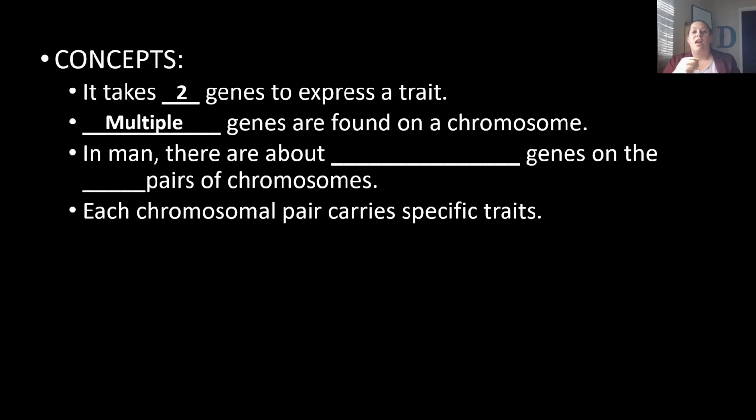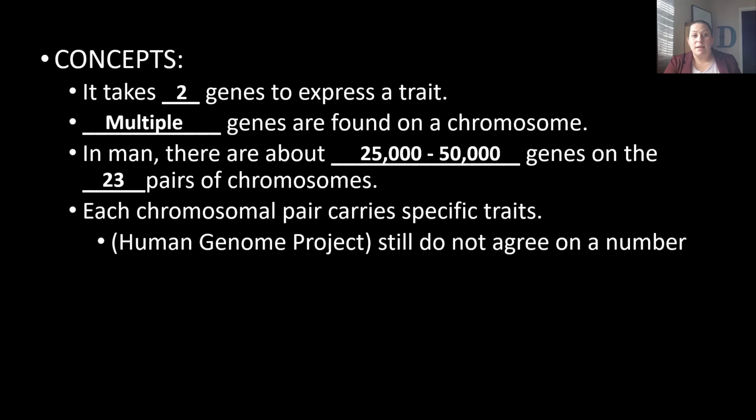So in man, there are approximately 25,000 to 50,000 genes. These are all found on the 23 pairs of chromosomes. Each chromosomal pair carries specific traits, and that's where the Human Genome Project came out and mapped out those traits. What's crazy about this Human Genome Project is that they've mapped them out, but they still do not agree on the actual number of genes that are present. Okay, they don't really agree on this, and further research is still being done.